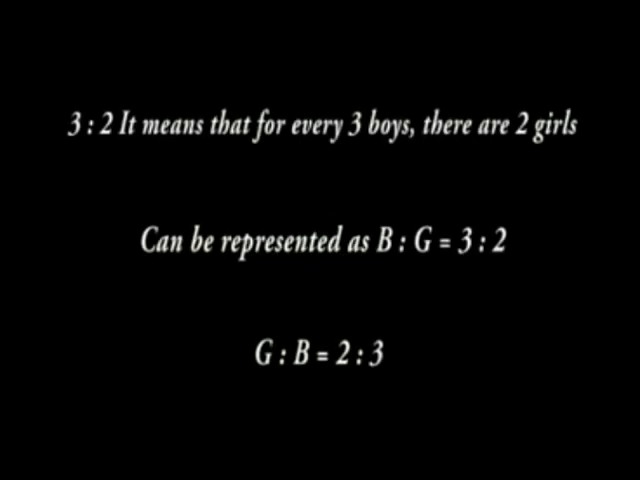Ratios. When we say the ratio of boys to girls in a class is 3 to 2, it means that for every 3 boys you encounter, there are 2 girls. This can be represented as B to G is equal to 3 to 2. If you reverse one side of the expression, you must reverse the other. That is, G to B is equal to 2 to 3.